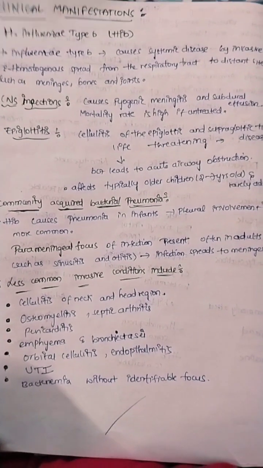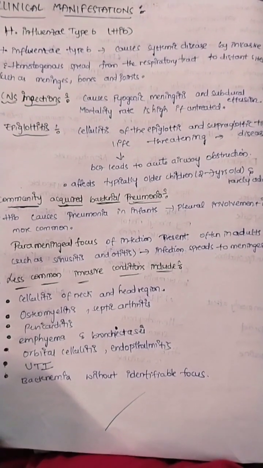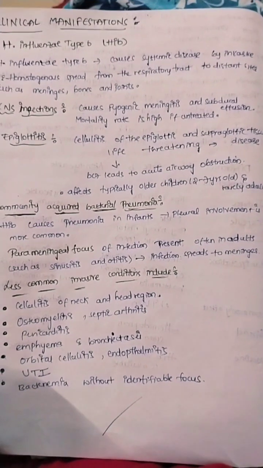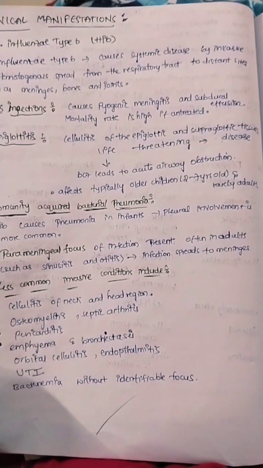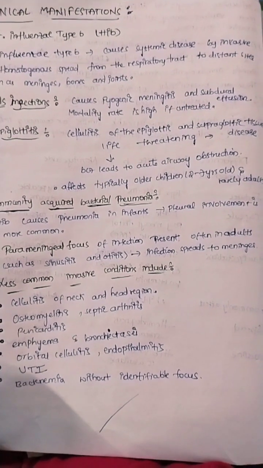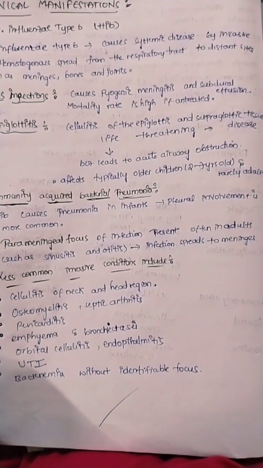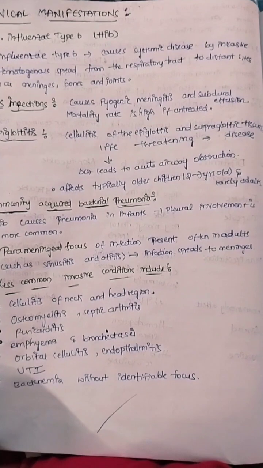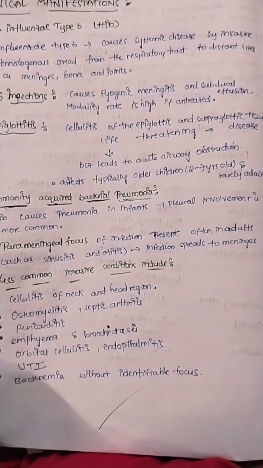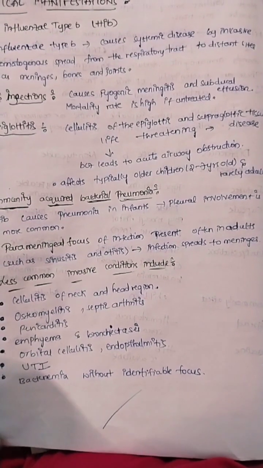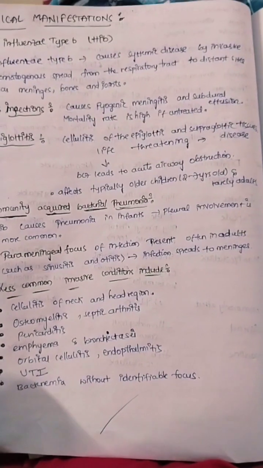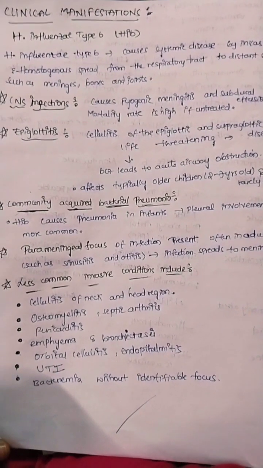manifestations will be pyogenic, meaning pus will be there, meningitis, meaning inflammation in the meninges, and the subdural space will be affected. Okay, the meninges have layers: dura, arachnoid and pia. So the outermost dura is affected, and the subdural space is also affected, so subdural effusion will occur. The mortality rate is high if untreated.